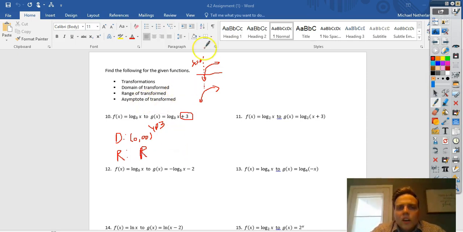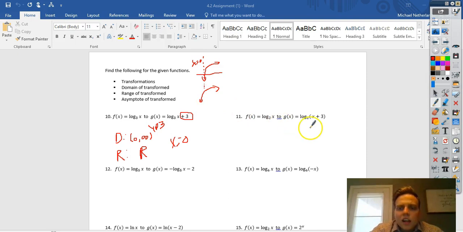Now the asymptote. This is a vertical asymptote. Does moving up 3 on an already infinitely long up and down line change anything? No. So it's just x equals 0. Okay? Going up 3 for an already up and down line doesn't affect it.